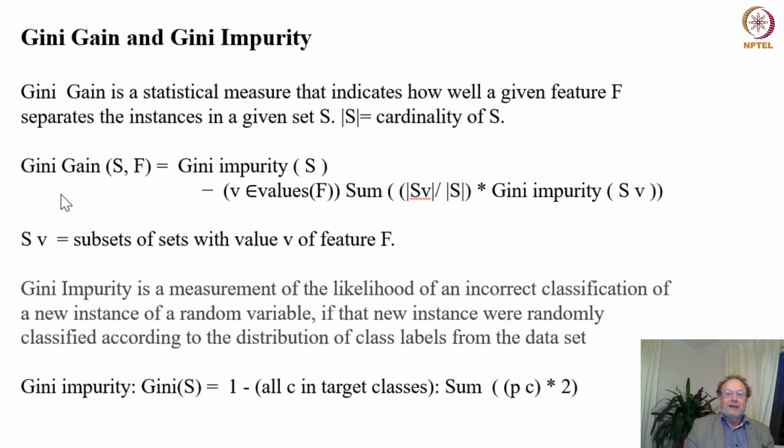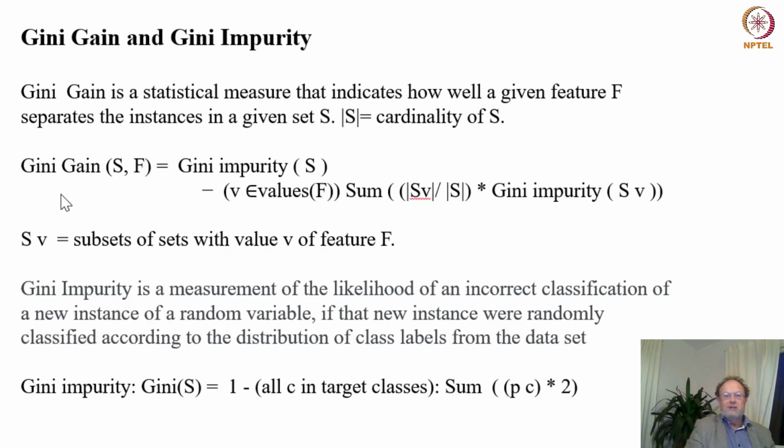It doesn't matter what kind of measure we have of the impurity. So the difference here is how we measure the impurity of a certain set of instances. You can see that more or less the definition of Gini gain, instead of the general information gain, is the same. The difference here is the difference of Gini impurity.